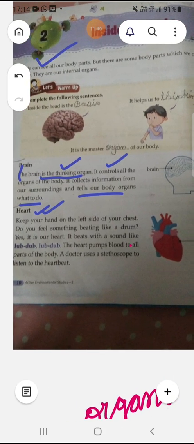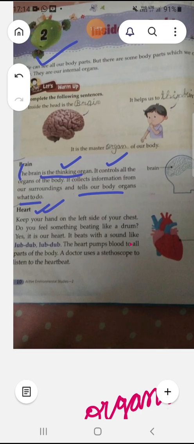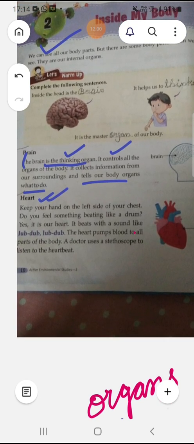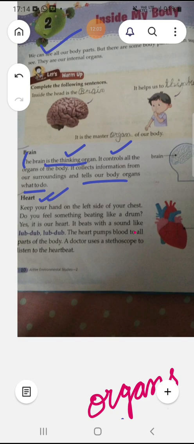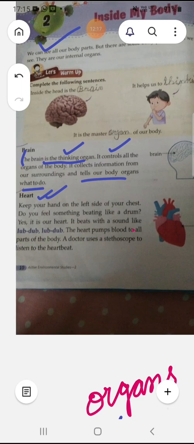Keep your hand on the left side of your chest. All of you, keep your hand on the left side of your chest. I already told you that our heart is on the left side of our chest. Now do you feel something beating like a drum? Dub, dub, dub, dub, this sound you will get. Yes, it is our heart. So our heart always beats.